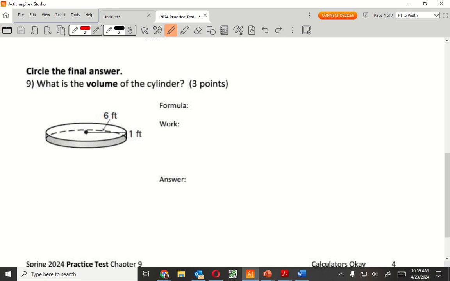All right. Volume of the cylinder. So what's the volume going to be? Is it pi r squared h, okay? So it's going to be pi, my radius is 6 squared, h is 1, so that's going to give me 36 pi.